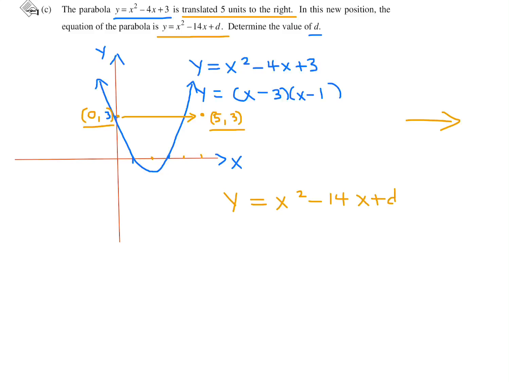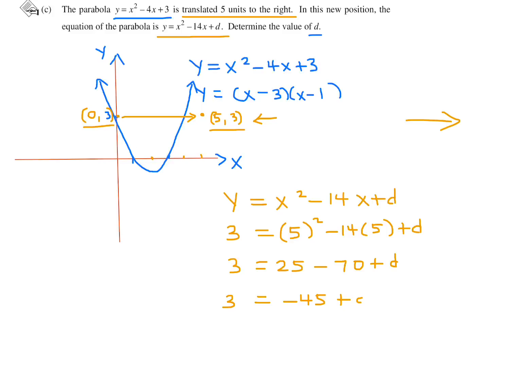we are given the equation like that. y is equal to x squared minus 14x plus d. And now we can just sub in this point right here, and we can solve for d. So y is 3, x is 5, like this. And that's d. So we've got 3 is equal to 25 minus 70 plus d. And therefore, we've got 3 is equal to minus 45 plus d. And therefore, d is equal to 48.